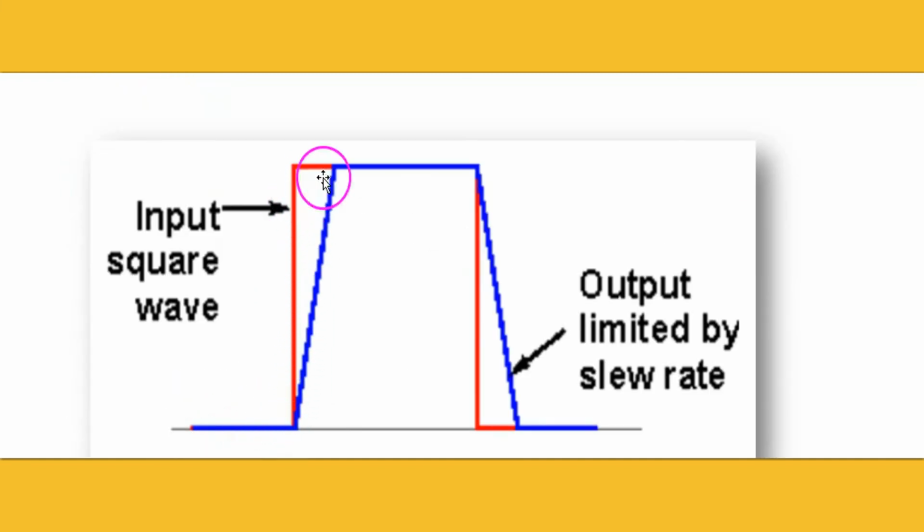Okay, but what does the slew rate actually mean? Let's see. Consider a step voltage. The input goes from low to high in no time, instantly. But the output cannot follow this. So the output takes some time to reach the maximum value. Again, when the input comes down instantly, the output takes some time to come down from high to the low level. So the output is slightly distorted from the input because of this slew.